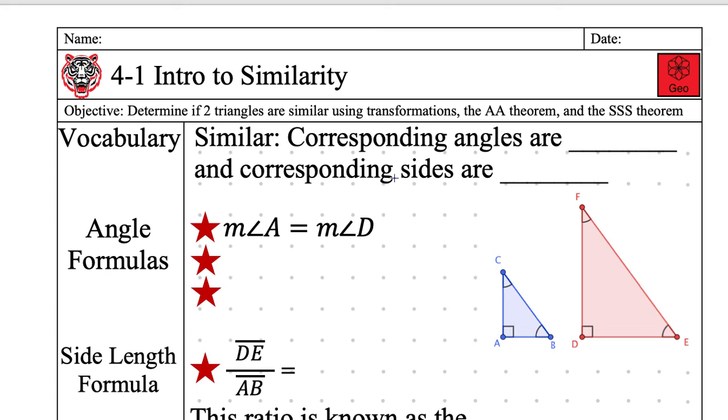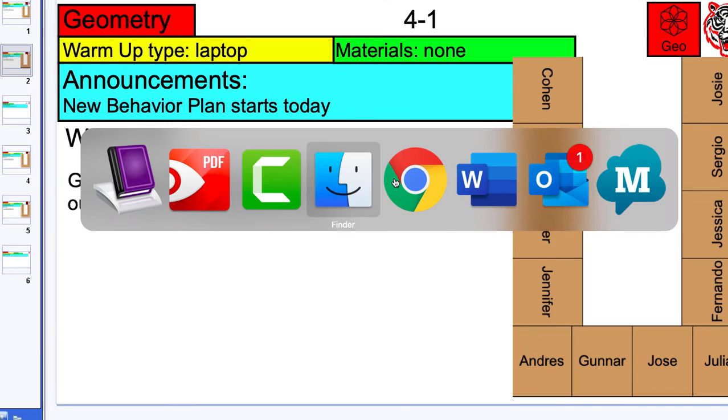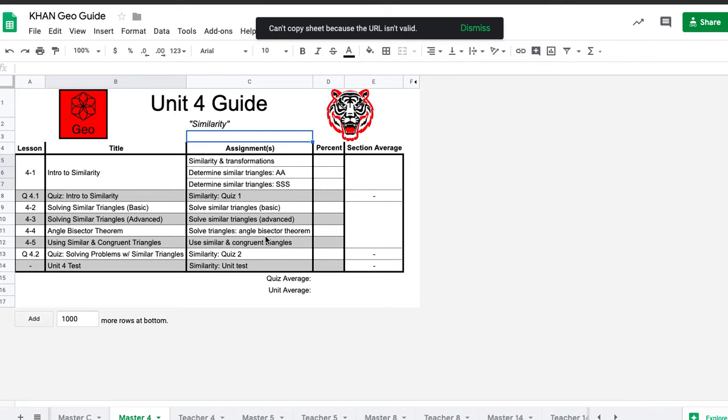I'll be quietly listening. We are on lesson 4-1 today, Intro to Similarity. Our unit guide is up online. Let's go take a quick peek at our unit guide. For our geometry unit guide, it's nice and short. We have a lesson, and then tomorrow is a quiz. And then we have a lesson, a quiz, and then a test. We have a total of 5 lessons, 2 quizzes, 1 test.